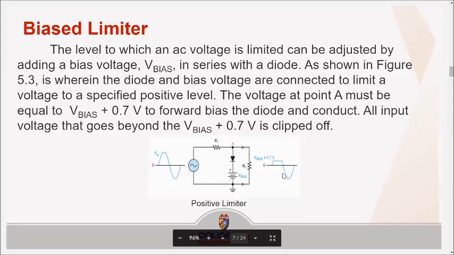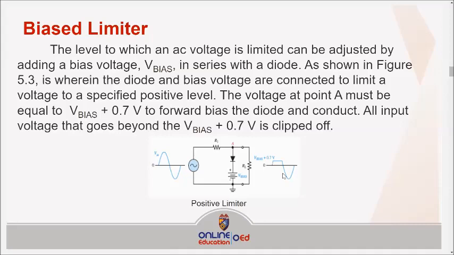Okay, the voltage at point A must be equal to V bias plus 0.7. Kung ilan yung bias voltage natin, i-add natin doon sa 0.7 volts. Then, doon siya magkakaroon ng forward bias or magko-conduct ng kuryente. Ibig sabihin, doon lang siya mag-start. Pag na-reach na yung 0.7 tsaka yung V bias na value, doon lang magkakaroon ng conduction ng kuryente. Then, all input voltage that goes beyond the V bias plus 0.7 volts is clipped off.